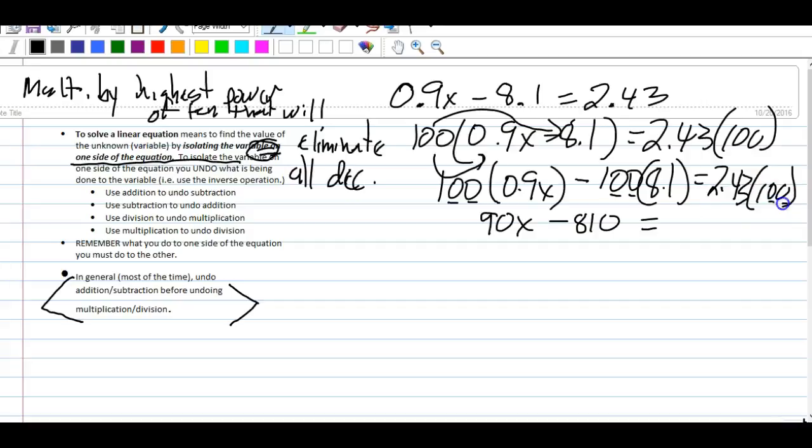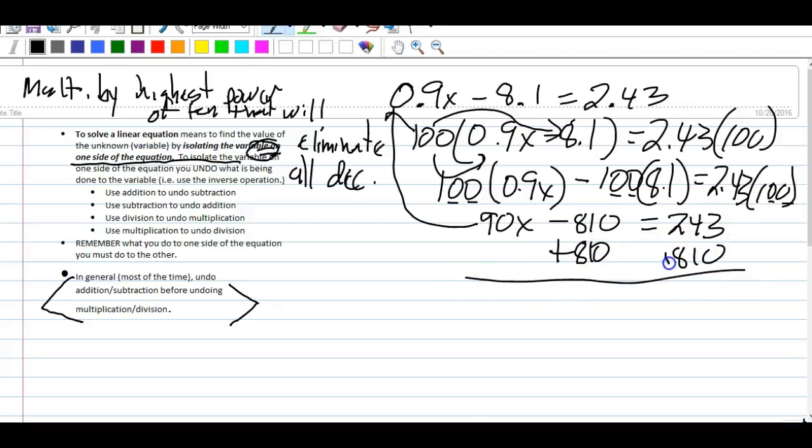Here, I'm multiplying by a power of 10 with 2 zeros, so move the decimal 2 places to the right. So 90x minus 810 equals 243 is equivalent to the original equation that we started with, but this one doesn't involve any decimal numbers. To solve for x, I need to add 810 to both sides of the equation. Here, the minus 810 and plus 810 do each other in. 243 plus 810 is 1053.